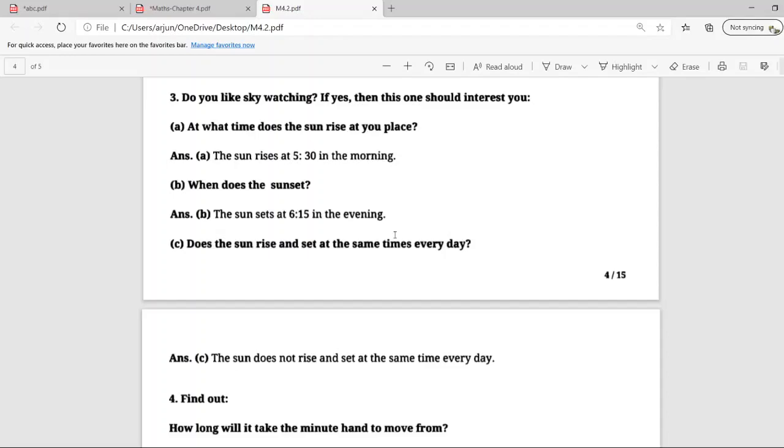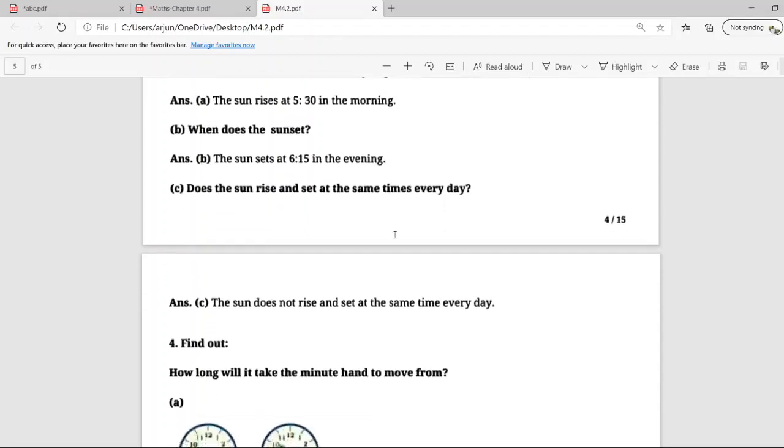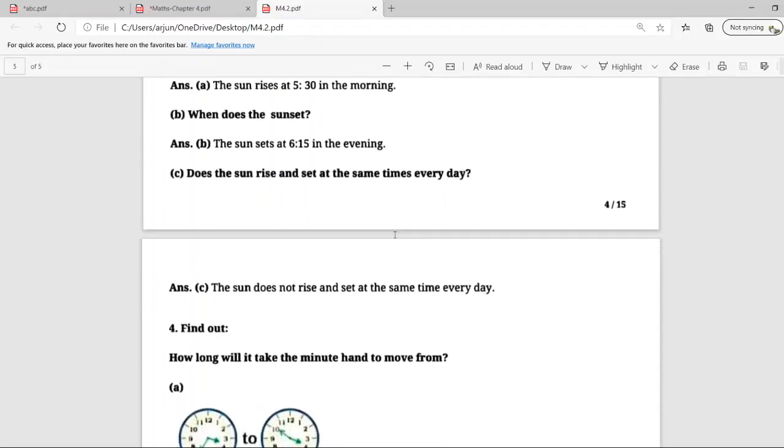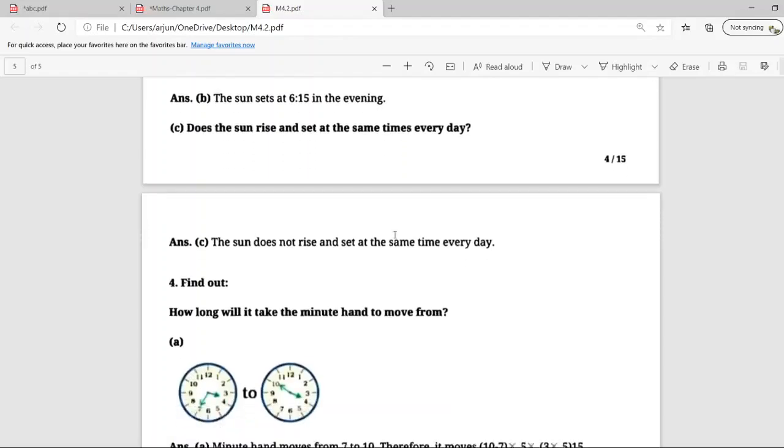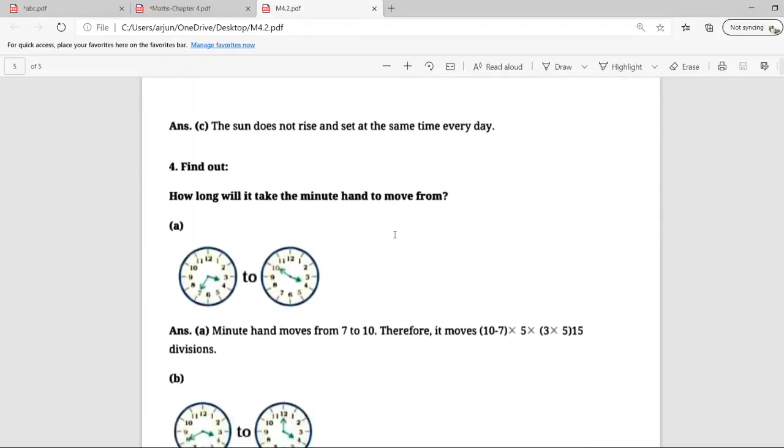Does the sun rise and set at the same time every day? If you have observed, if you are waking up early, you will know that the sun does not rise and set at the same time every day. Every day a change of 5 or 6 minutes is seen.